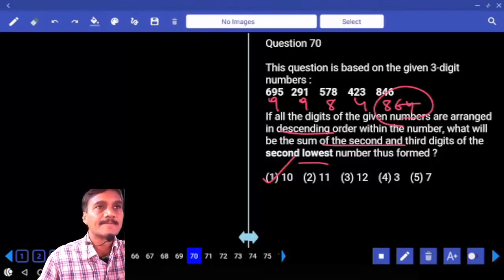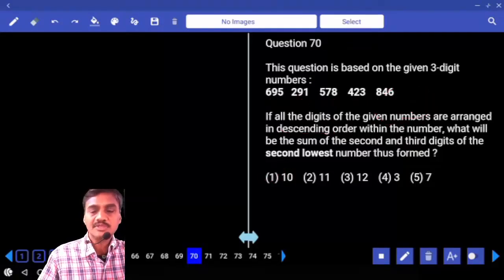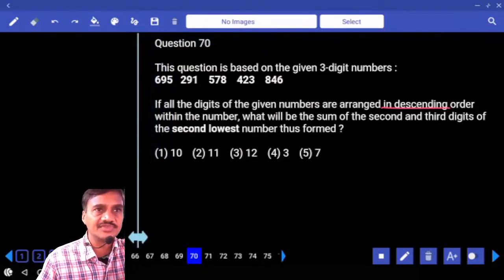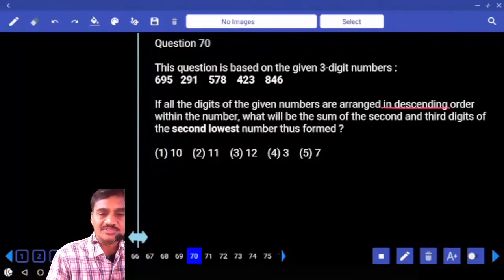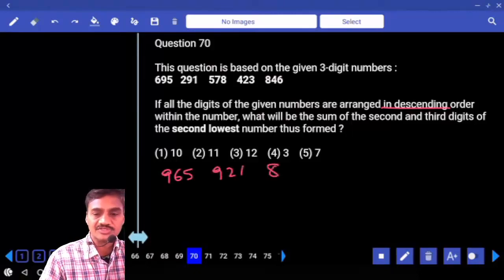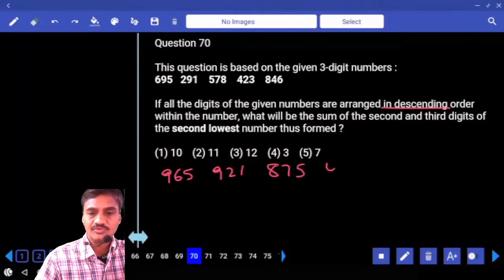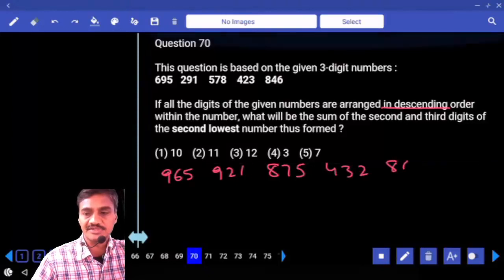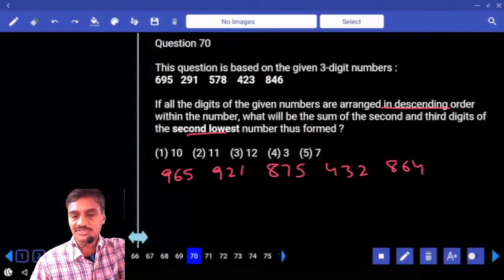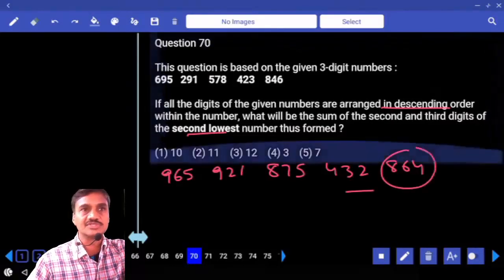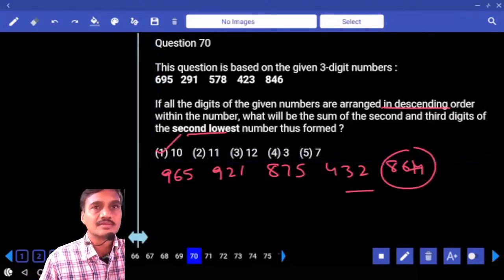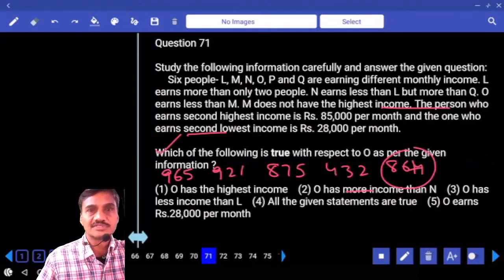Now follow here. If all the digits of the given numbers are arranged in the descending order within the number, within the number, if the numbers are arranged in the descending order, 965, and this is 921, and this is 875, and this would be 432, and here it is 864. Now in this one, second lowest number. And which is the lowest here? 431. Second lowest, 864. Now in this one, sum of the second and the third, 6 plus 4, that is 10. Clear? Then next one, 71 onwards.